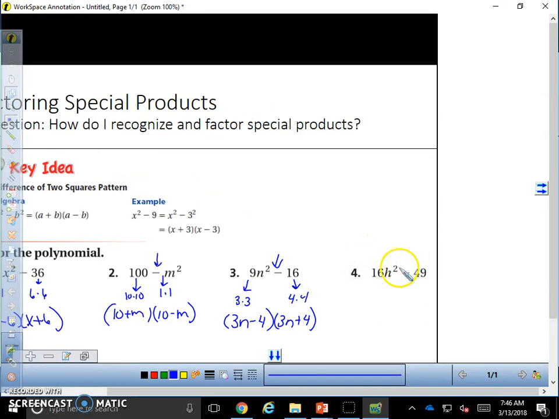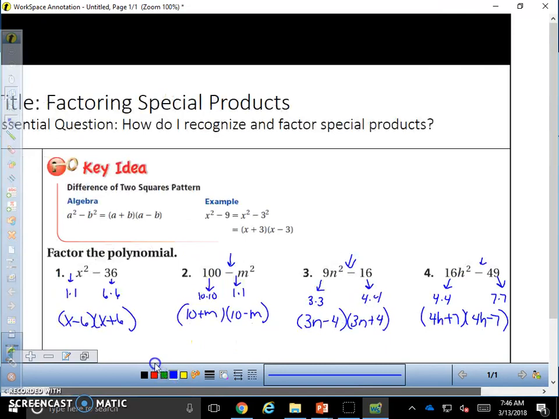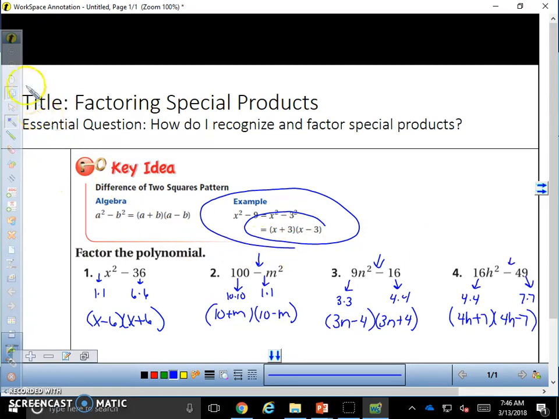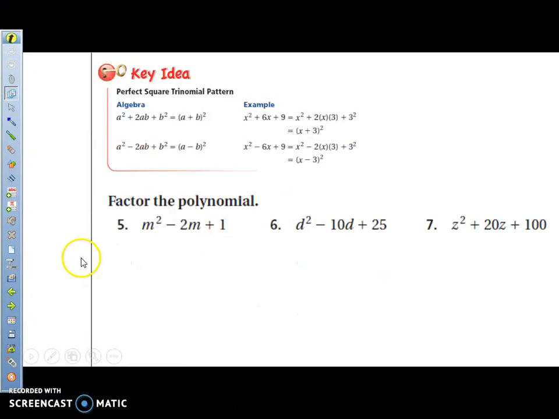Alright, this next one, we have a perfect square of 4 times 4, a perfect square of 7 times 7, and it says subtraction in between. So it's going to be 4h plus 7 times 4h minus 7. And there. Didn't even have to use the box and diamond. We could have solved it knowing the fact that this pattern exists. Let's go into our second pattern.